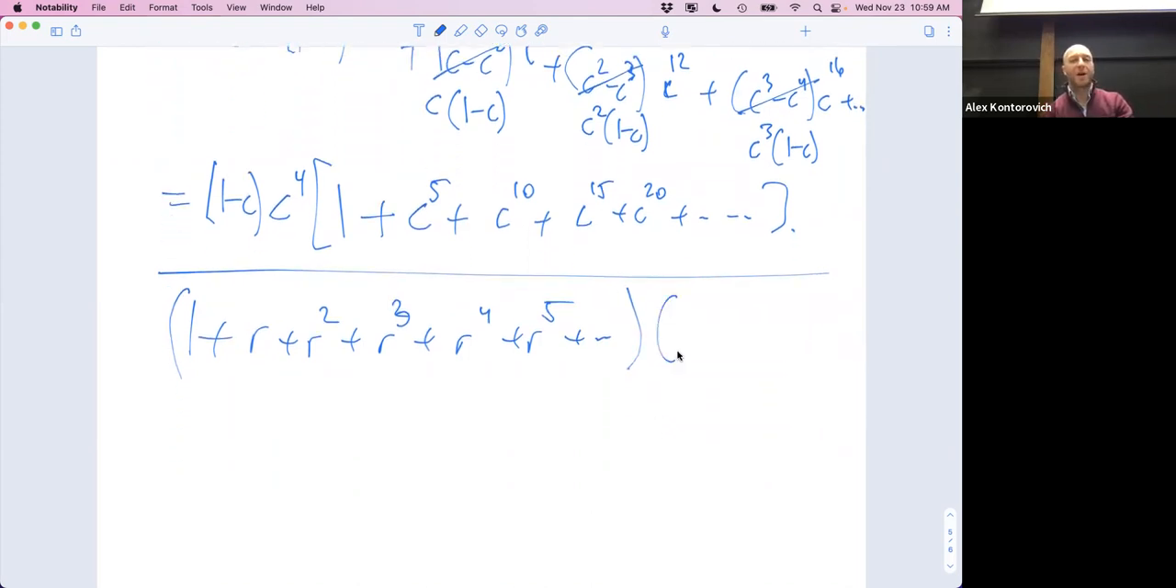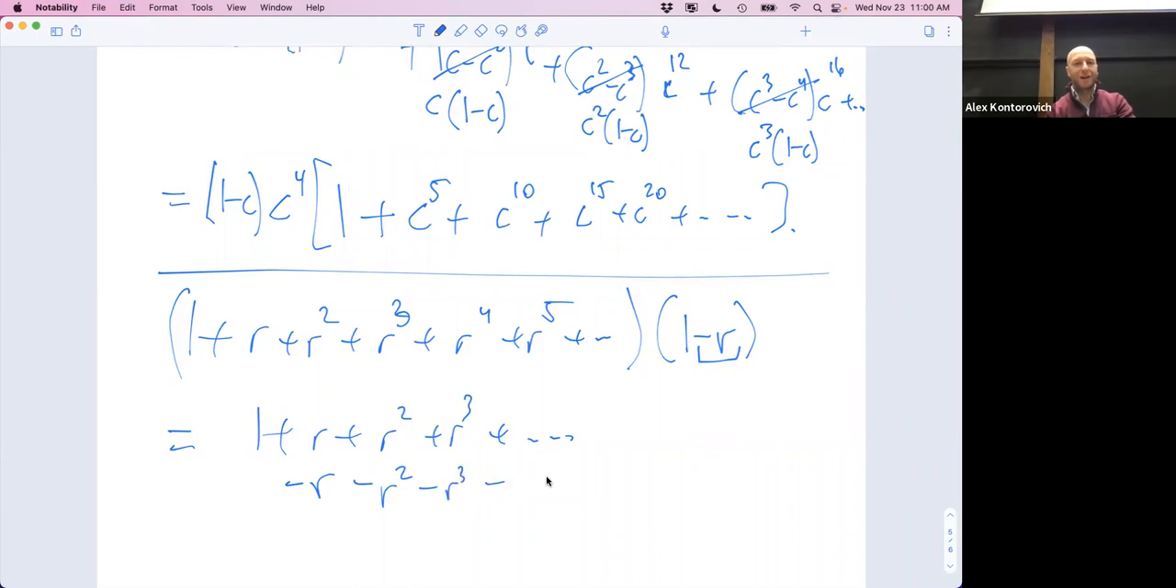If I multiply this by 1 minus r, let's see what happens. I'm going to multiply everybody by 1. That's 1 plus r plus r squared plus r cubed and so on. I'm also going to multiply everybody by negative r. So what's 1 times negative r? Negative r. And how about r times negative r? Negative r squared and negative r cubed and so on.